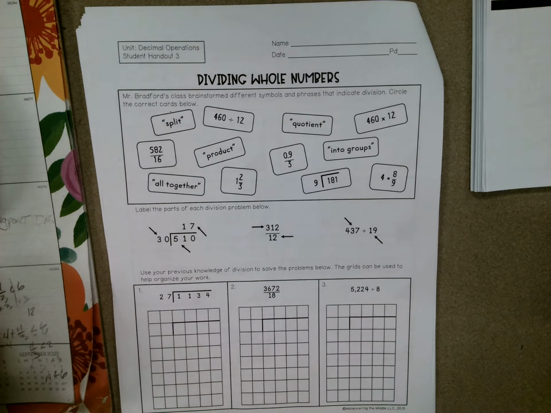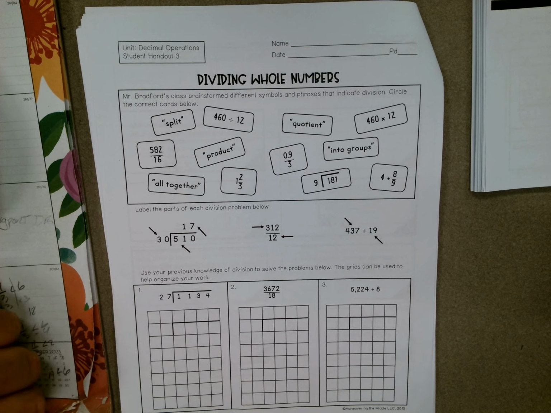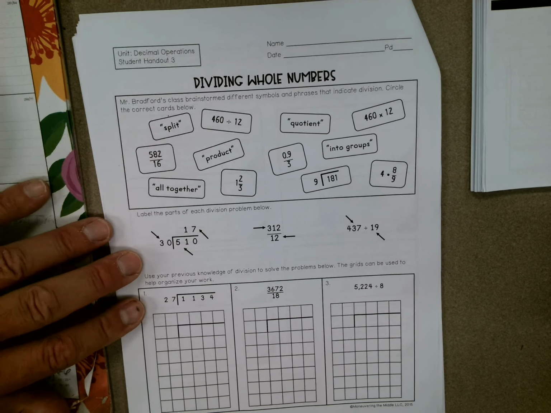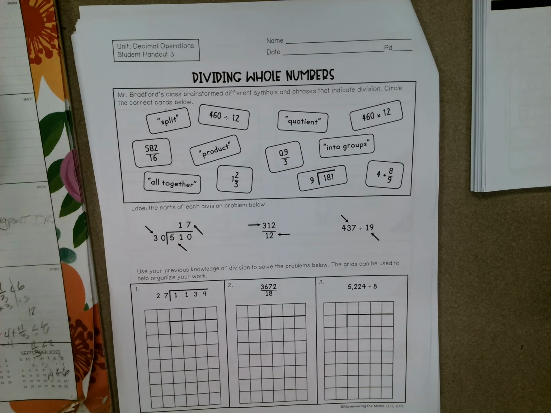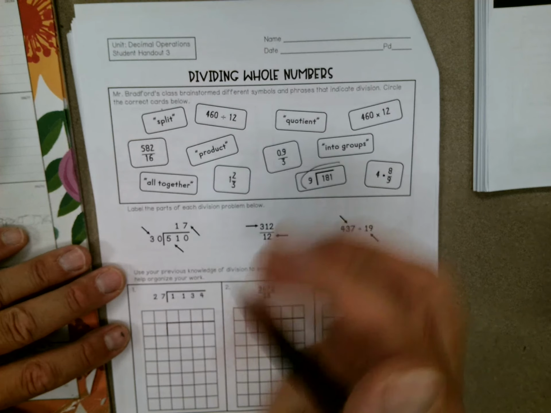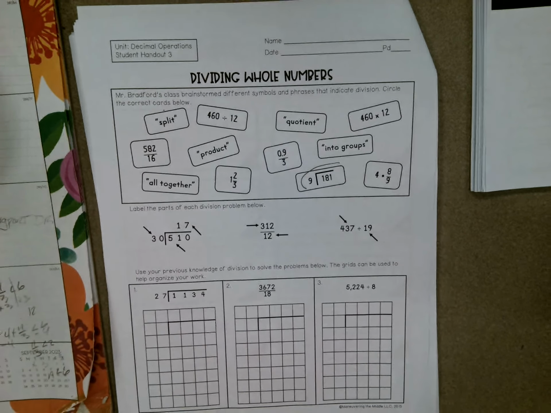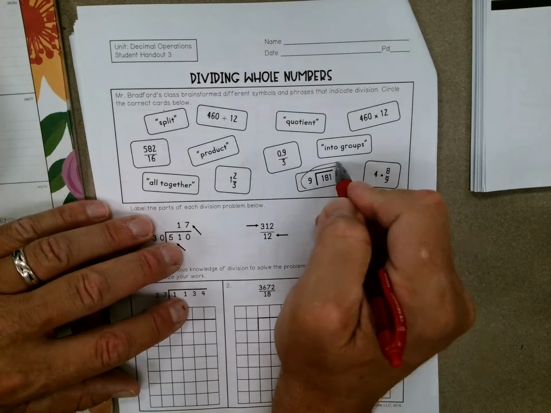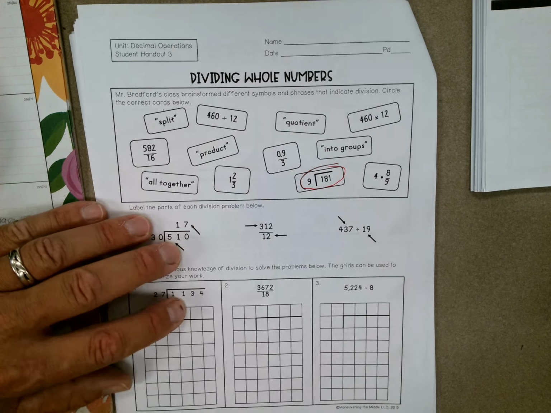Mr. Bradford's class brainstormed different symbols and phrases that indicate division. Circle the correct cards below. So, some of these certainly mean to divide, right? Certainly the first one that would probably jump out is this one. Actually, I'm going to use my red pen so it picks up a little better.